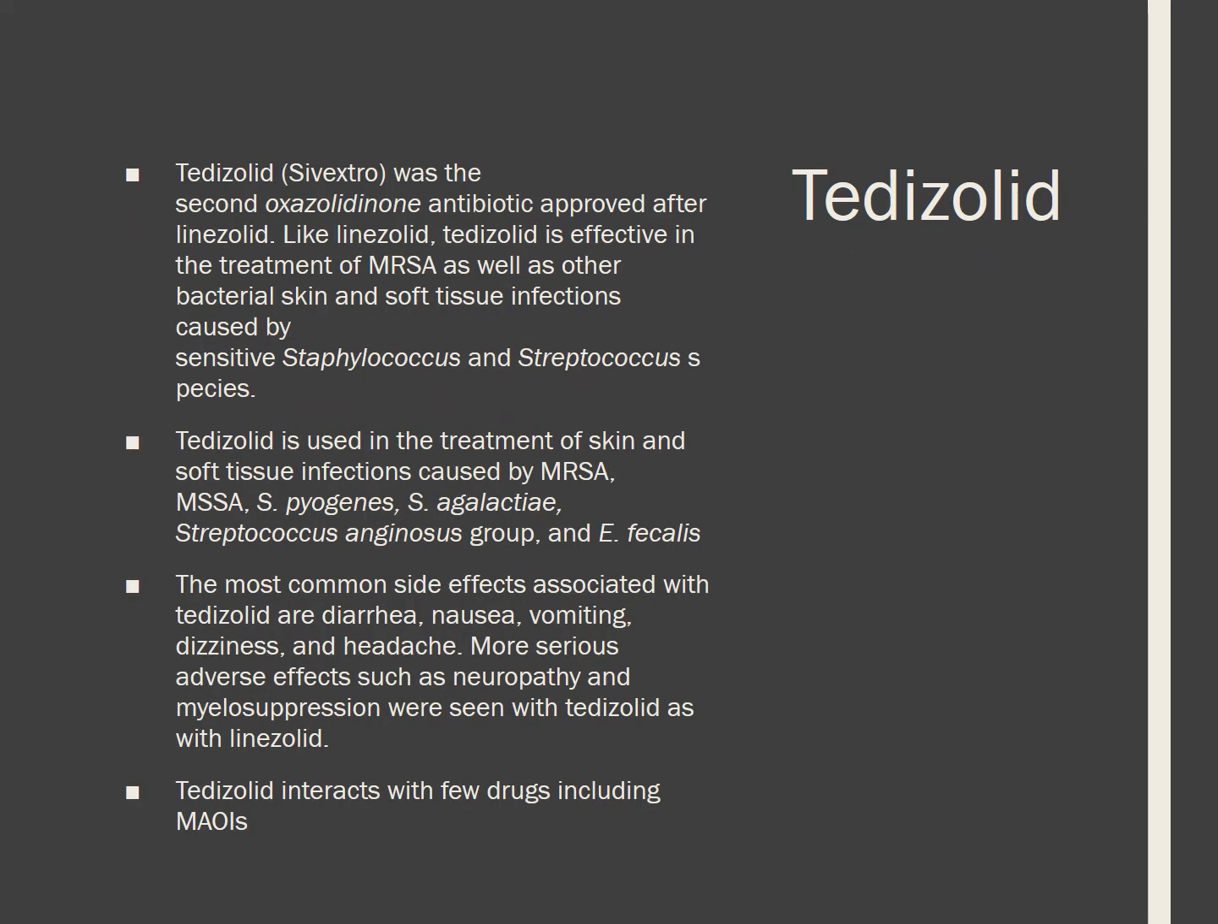Now we're going to talk about tedizolid, which is the second oxazolidinone antibiotic approved after linezolid. Like linezolid, tedizolid is effective in the treatment of MRSA, as well as other bacterial skin and soft tissue infections caused by sensitive Staphylococcus and Streptococcus species. Tedizolid is used in the treatment of skin and soft tissue infections caused by MRSA, MSSA, and the other organisms listed on this slide. The most common side effects associated with tedizolid are again diarrhea, nausea, vomiting, dizziness, and headaches. More serious adverse effects such as neuropathy and myelosuppression were also seen. Tedizolid interacts with a few drugs, including MAOIs.